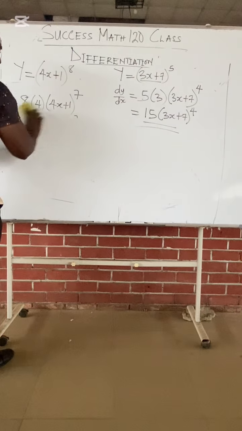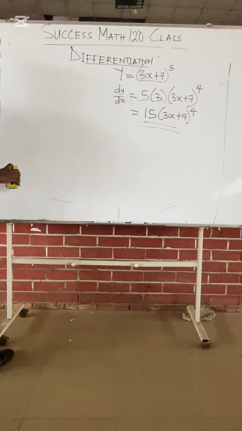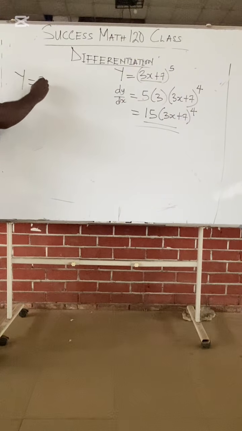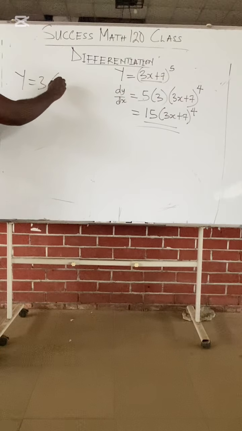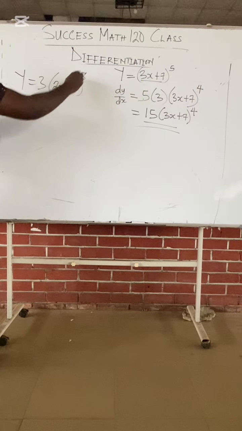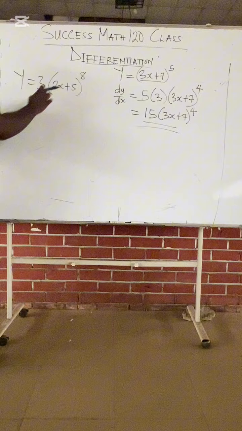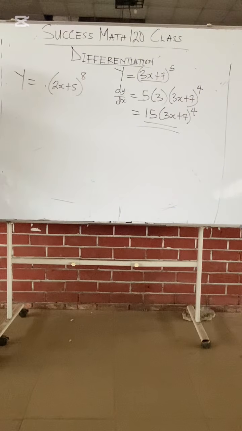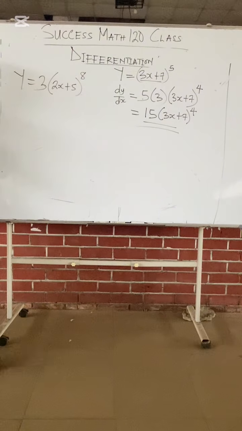Class, this is chain rule for you. But another thing I want to inform you is that if you have y equals 3 into bracket 2x plus 5 raised to the power 8. Class, before now, I've not been putting any number before the bracket. What if there's a number before the bracket? It's still chain rule. Don't worry yourself.